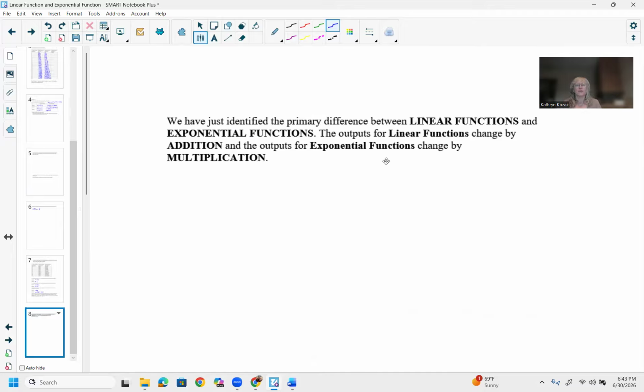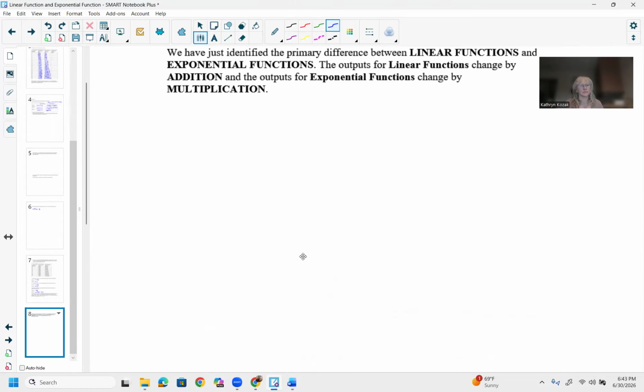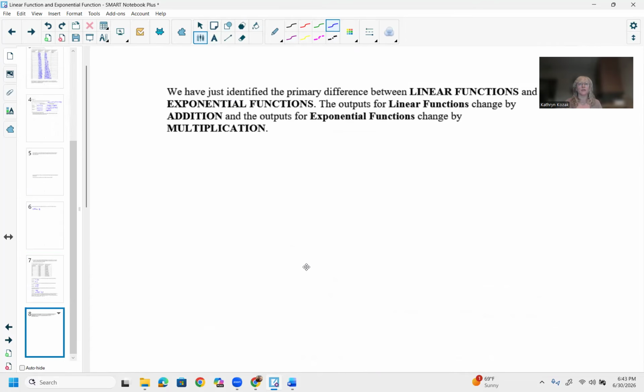We have just identified the primary difference between linear functions and exponential functions. The outputs for linear functions change by addition, and the outputs for exponential functions change by multiplication. And that's the main thing you should get out of all this.